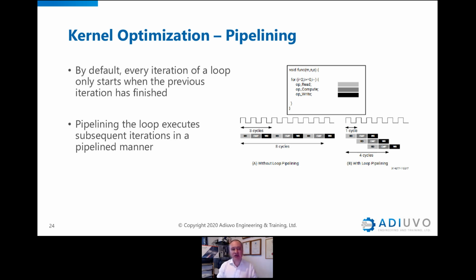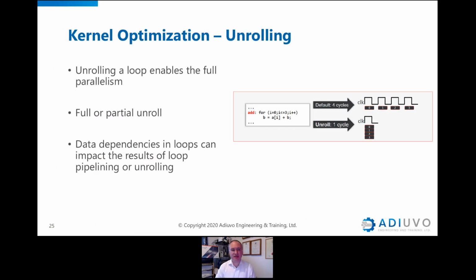Now, what I should say is whenever we do this, we are trading off performance for resources. So in the first instance, the loop without pipeline, obviously it uses the fewest resources possible. In the example with the loop with pipelining, it uses more resources, obviously, and that's the important bit that we need to get to.